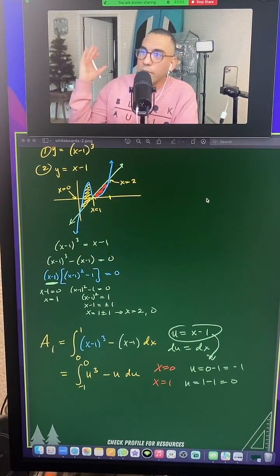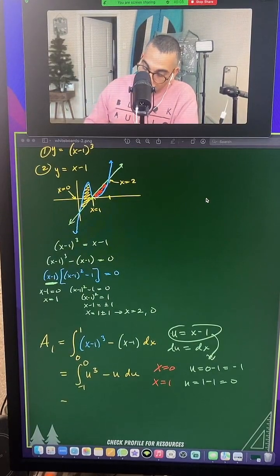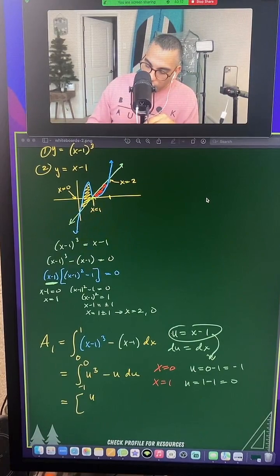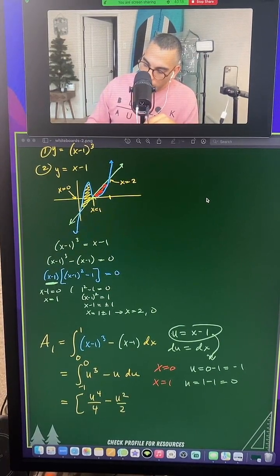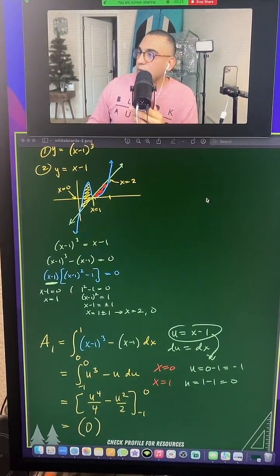All right, guys. So we are going to do the integral here. Pretty simple, I would say, because now you just use the first fundamental theorem of calculus. So that's u to the 4th over 4. Whoops. Let me make this u to the 4 over 4 minus u squared over 2 from negative 1 to 0. When I plug in the 0, that's just a big fat 0.